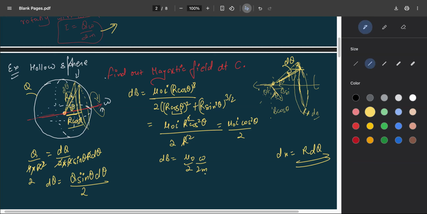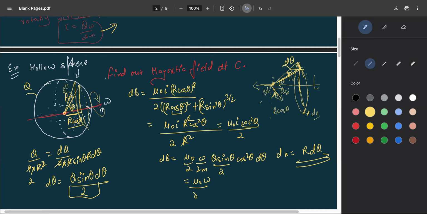2 pi as it is. What is the value of I? So omega kept, 2 pi kept. What is the value of q? This is the value of q, dq in this case, right? Q sine of theta divided by 2. And instead of d theta, I'll write it later on. First, let's give this cos square theta. So mu naught. Okay, let's write the whole equation once.